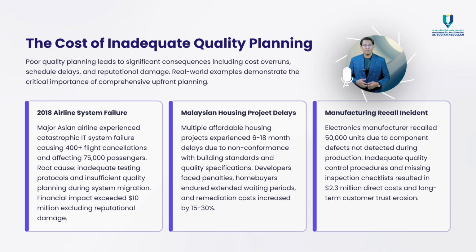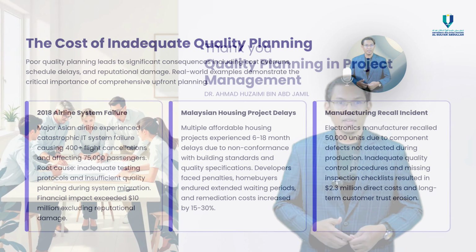Similarly, in Malaysia, several affordable housing projects faced delays due to quality non-conformance, such as structural leaks and poor workmanship. Now, these issues could have been prevented with stronger quality planning, clearer metrics, and better contractor oversight. Now, these cases show that poor quality planning leads not only to cost overruns and delays, but also to long-term loss of trust and credibility.